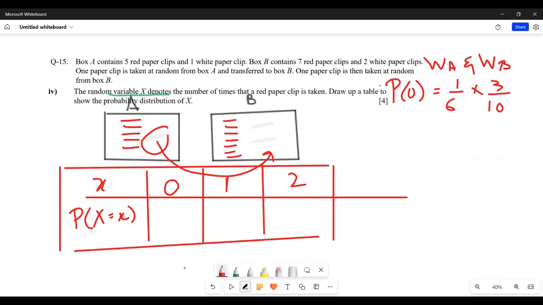It's 3 upon 60, सही है. So I'm going to write 3 upon 60. Probability that no red clip is obtained from either of the boxes, it's 3 by 60.